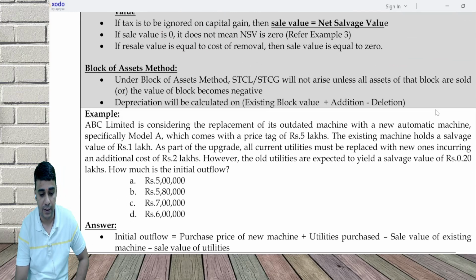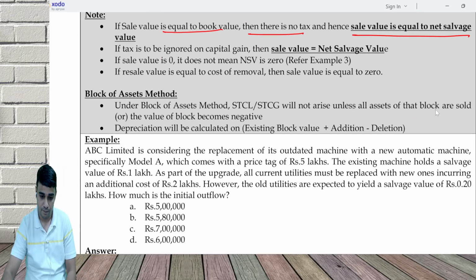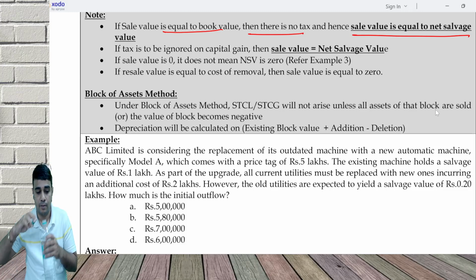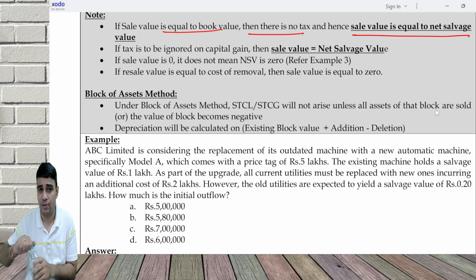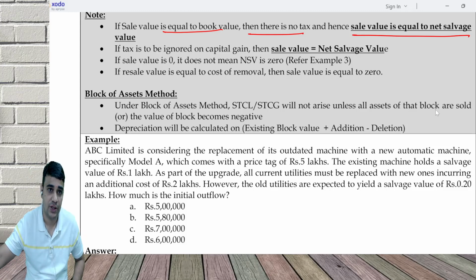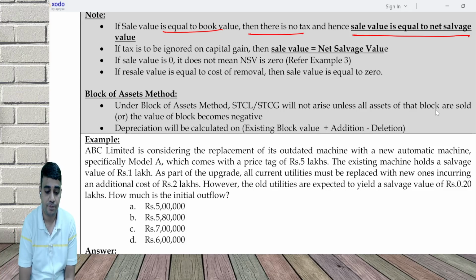Do this example and tell me what is the initial outflow. Guys, please do the calculation. I want you to do the calculation. Tell me what's the initial outflow. How much?